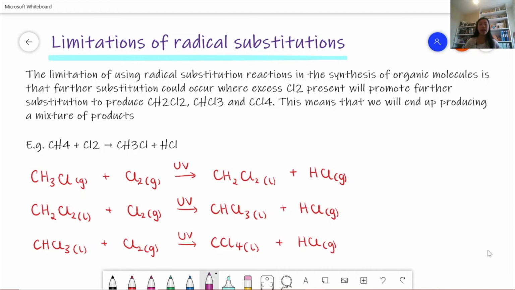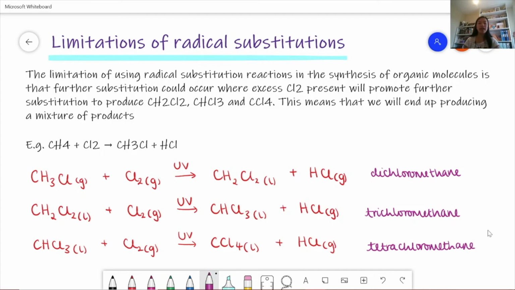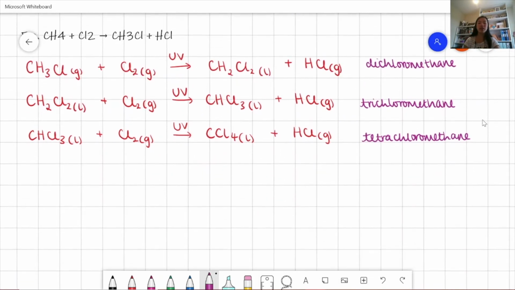So the first one is dichloromethane, because now we have substituted two chlorines. And then the next one which can be produced is trichloromethane. And the last one which can be produced is tetrachloromethane. And basically what happens is that more propagation steps will occur.